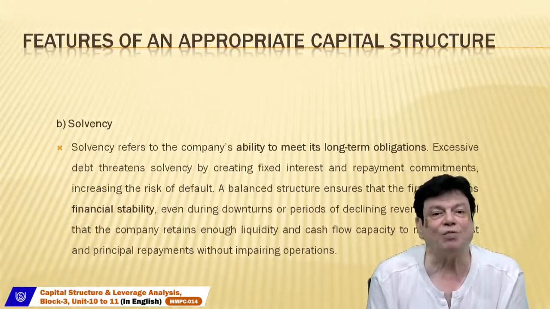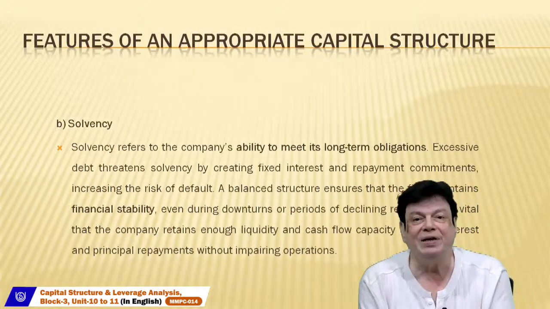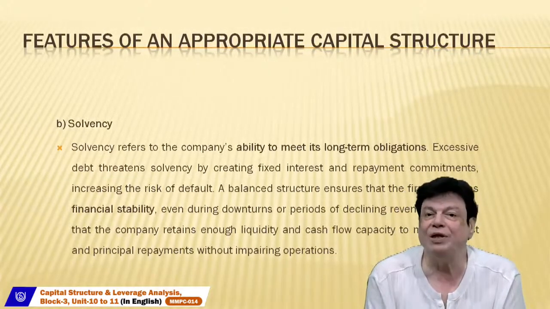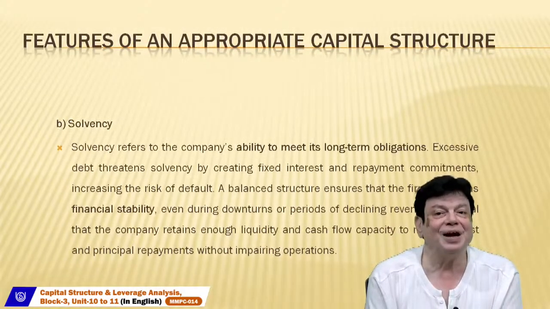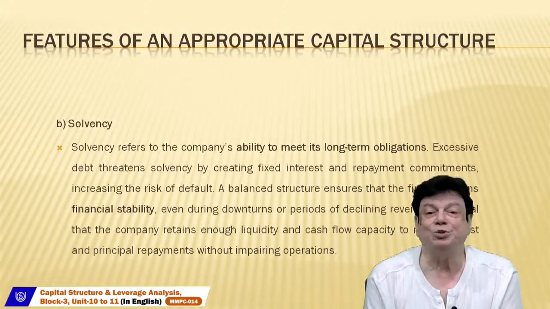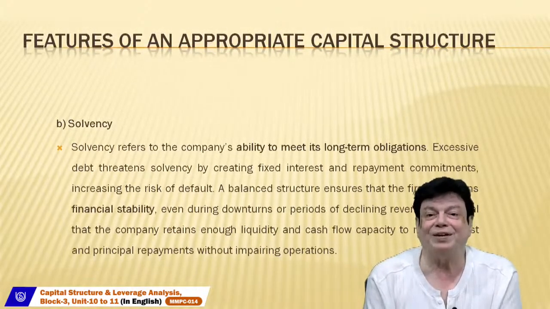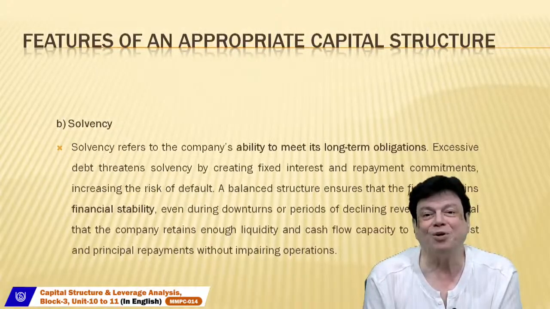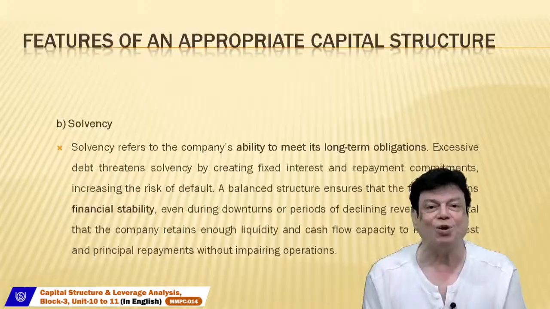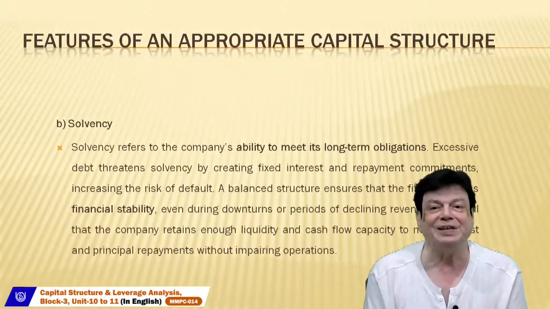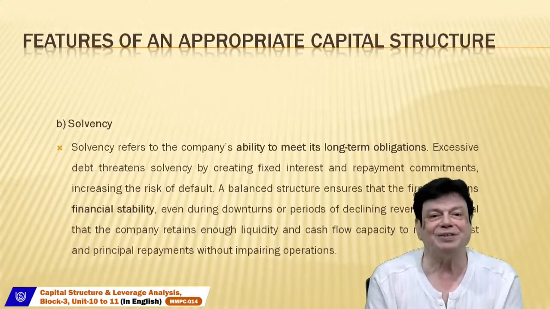Then next is solvency. Solvency refers to the company's ability to meet its long-term obligations. Suppose now debentures are to be redeemed after 5 years. The company should generate money after 5 years so that they can pay the debenture holders. Excessive debt threatens solvency by creating fixed interest and repayment commitments.